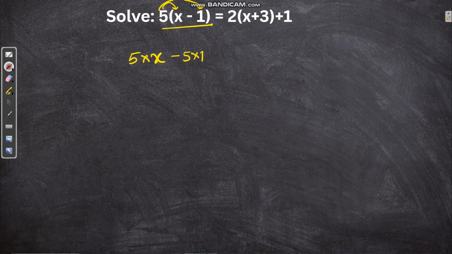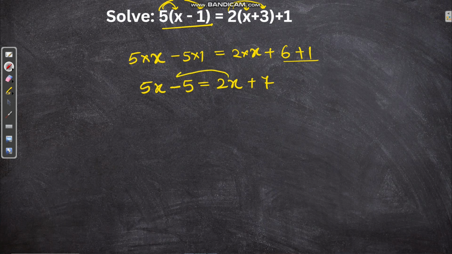Similarly, 2 into x. In between there is a plus sign, so you put plus. 2 into 3 is 6 plus 1. So 5 into x is 5x minus 5 is equal to 2 into x is 2x. So 6 plus 1 is 7, so plus 7. Now bring the like terms, x terms on one side and numbers on the other side. So let's bring this 2x to this side. So 5x, and plus 2x, when it comes to this side, will become minus 2x. Minus 5 is equal to 7.